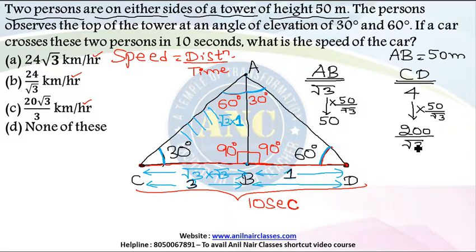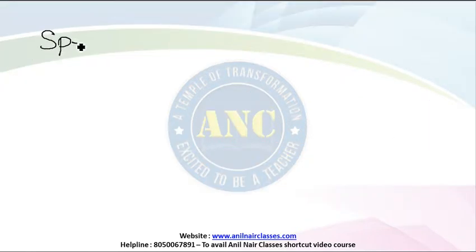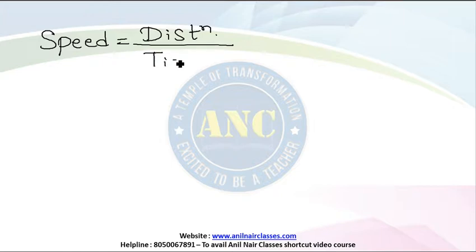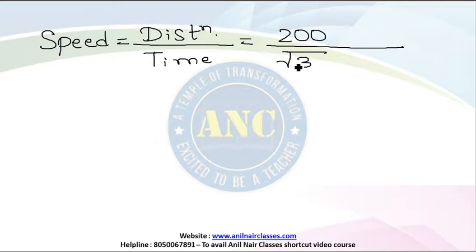Now they are asking you speed. Speed is nothing but distance by time. Distance traveled from C to D is 200 by root 3, right sir? Yes. Distance traveled from C to D is 200 by root 3, and this is divided by time. Time is nothing but 10 seconds, but I want to convert in terms of hours. Let me write that hours part later on.